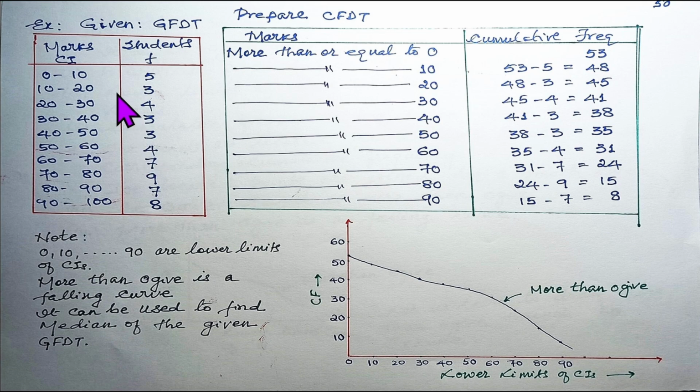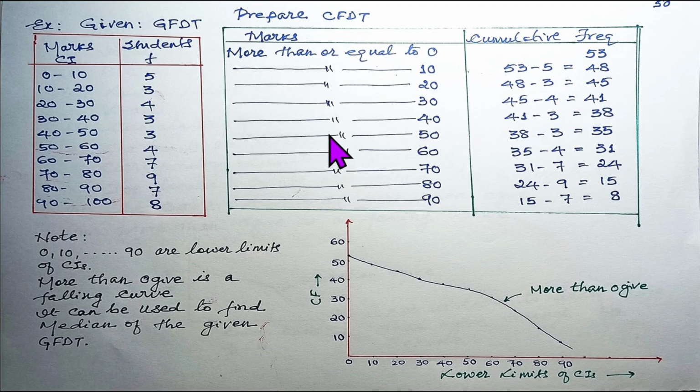So like that we keep on finding the cumulative frequencies, and if you observe here, more than 90 will be what? 8, and that is correct, it is 8. So that is how we get the cumulative frequencies for more than or equal to 0, more than or equal to 10. So this is a more than CFDT.